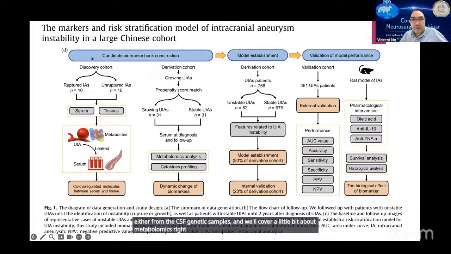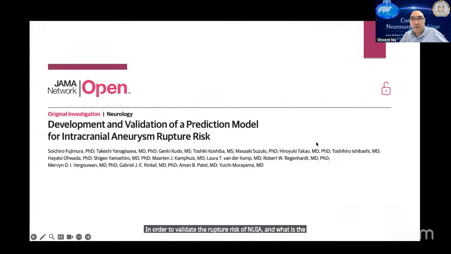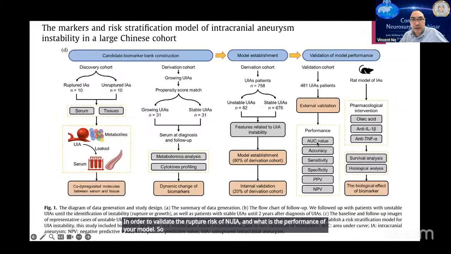The idea is that once you are able to do this, the question will be whether you can use the model you have in order to validate the rupture risk of a UIA and what is the performance of your model. So that's a Chinese paper.